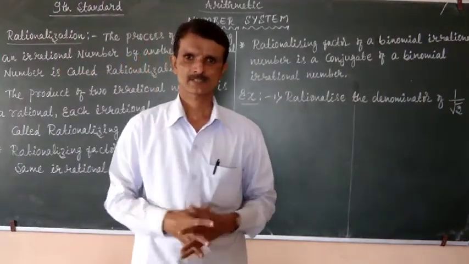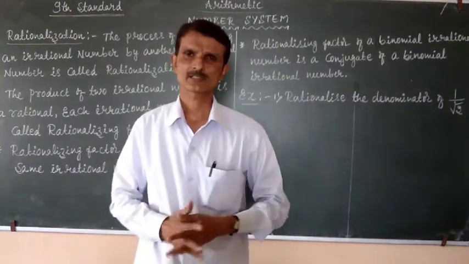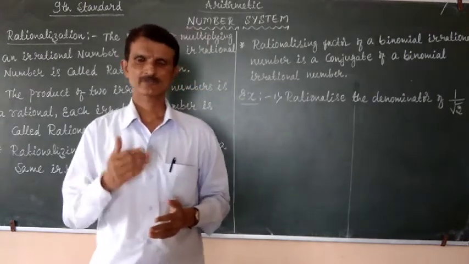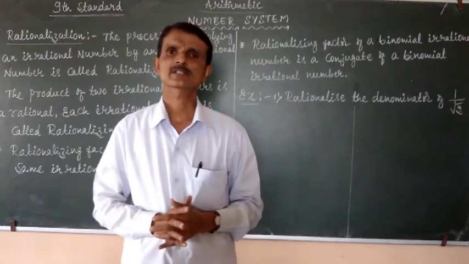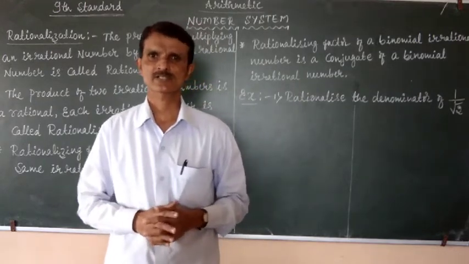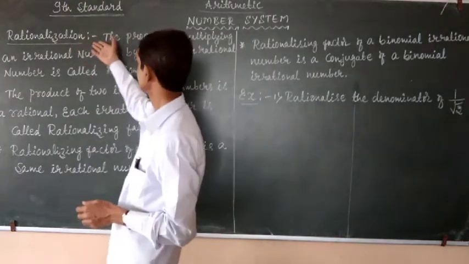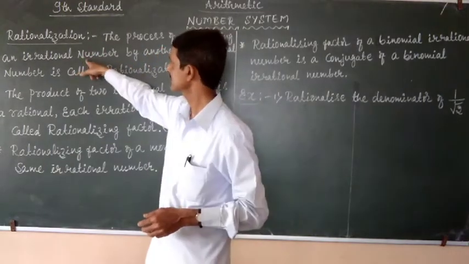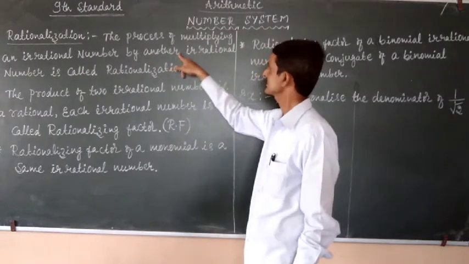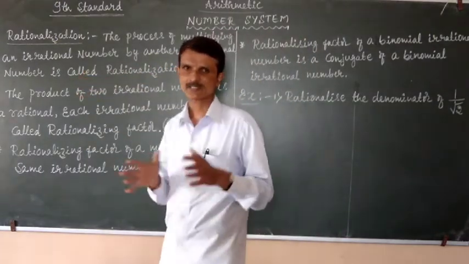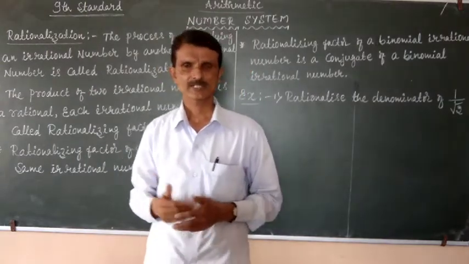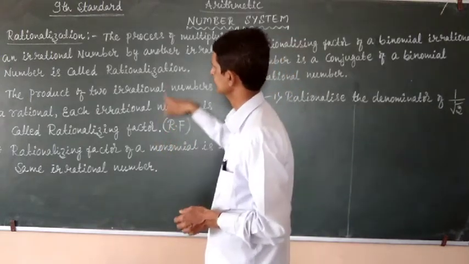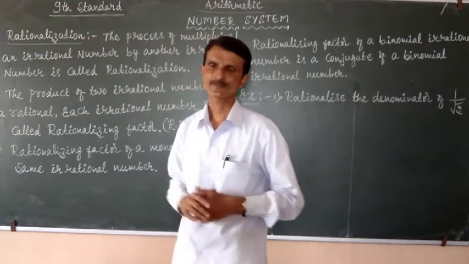Students, today we shall see the rationalization of the irrational numbers. Before going to the problems, we will see the definition of the process of rationalization. Rationalization is the process of multiplying an irrational number by another irrational number. That process is called rationalization.